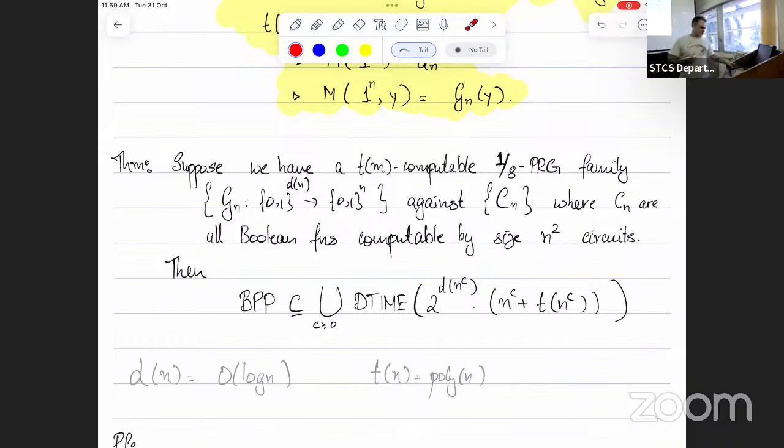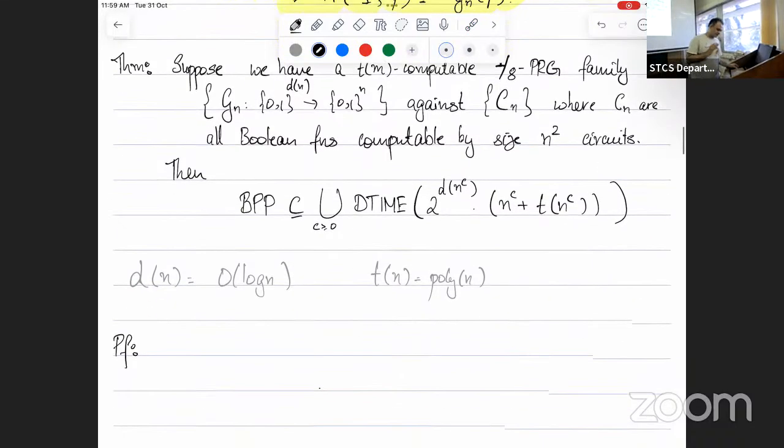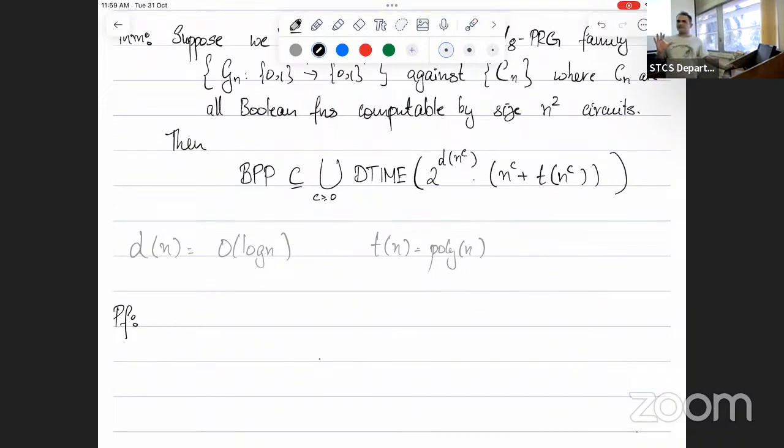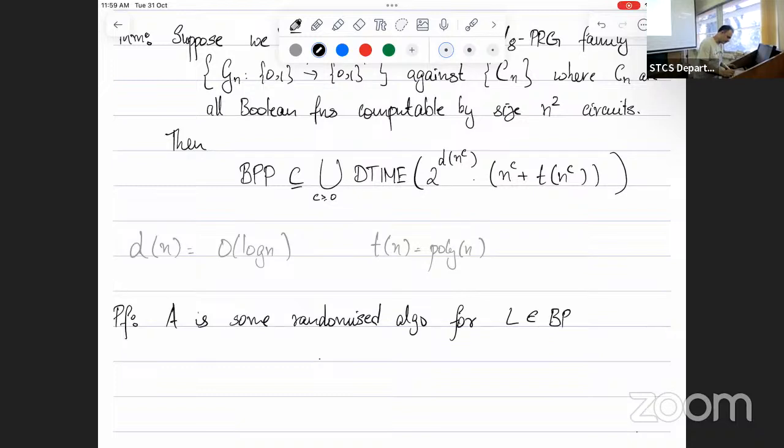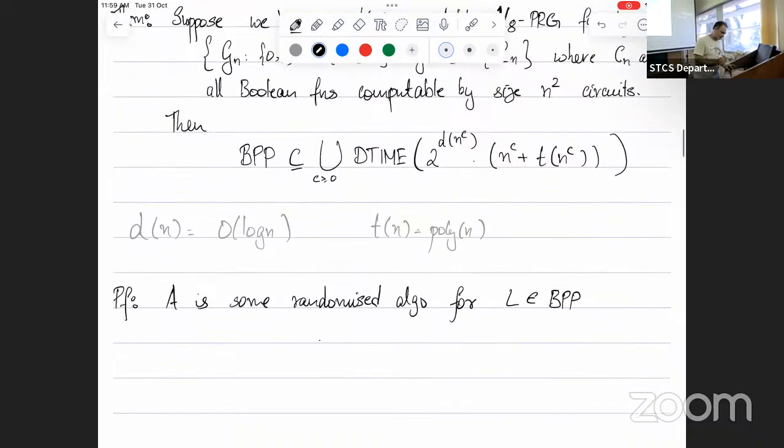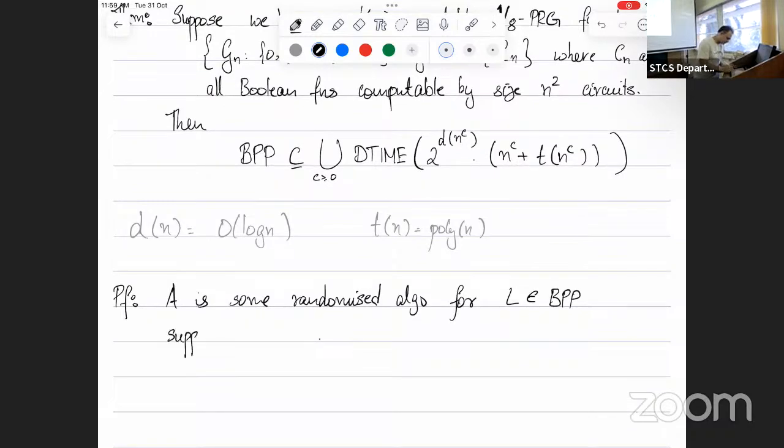Okay, so the proof of these things is not hard, but it's just setting up the right language that is needed. So let's say A is some randomized algorithm for some language L in BPP, and suppose A runs in some n to the c time. I'll give this a name. Let me call this m from now on.